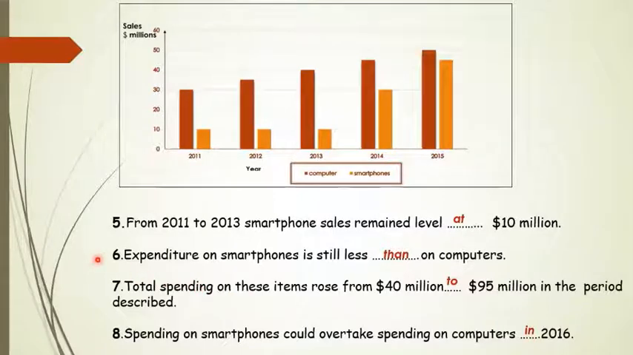Well, okay, so you can repeat these sentences. Now I'm going to read them. You should repeat. From 2011 to 2013, smartphone sales remained level at $10 million. I hope you are doing okay. Expenditure on smartphones is still less than on computers. Good. Total spending on these items rose from $40 million to $95 million in the period described.